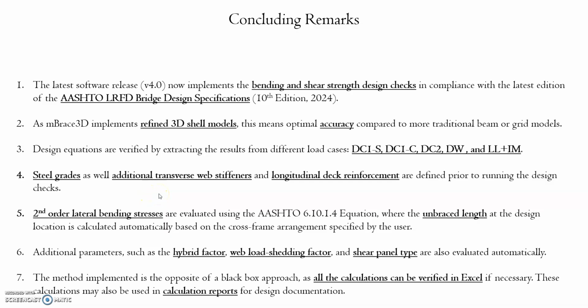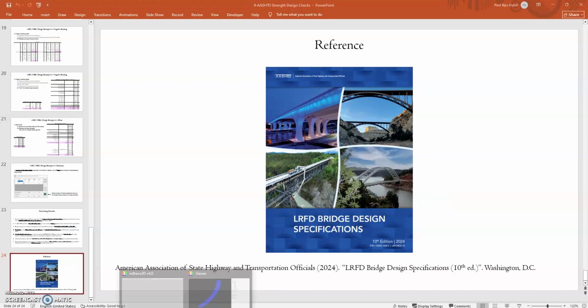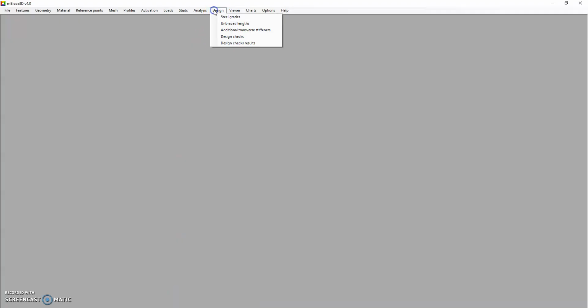So all of this is a massive improvement in the software, going beyond analysis and now including design checks. You can verify all of these calculations in Excel if necessary. This is fully transparent, and you can include these calculations in calculation reports for your client to document your design. And this is, of course, the reference document. Now let's look at the model in action.